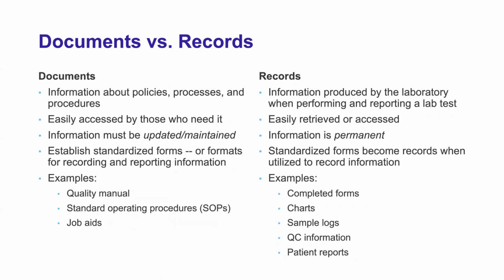Records, in contrast, are information that is produced by the laboratory when performing or reporting a laboratory test. They also need to be easily accessed or retrieved, and this information is permanent. This is really a documentation of what happened in the laboratory, so these do not change. Standardized forms become records when they're utilized to record information. Examples of records include completed forms, charts, sample logs, QC information, and patient reports.